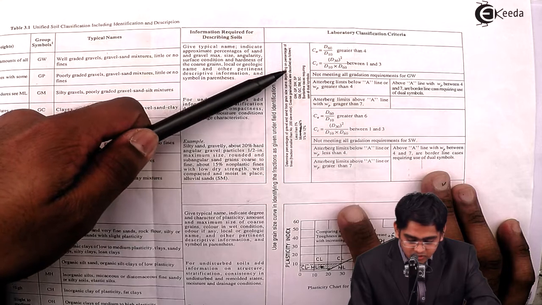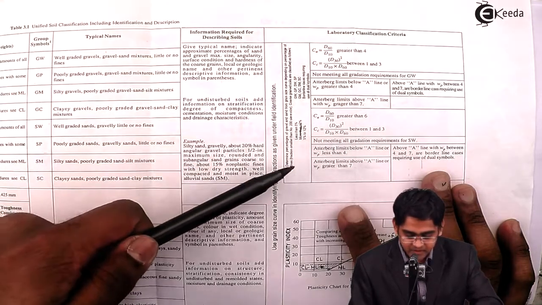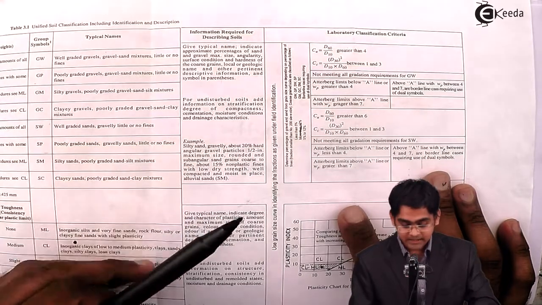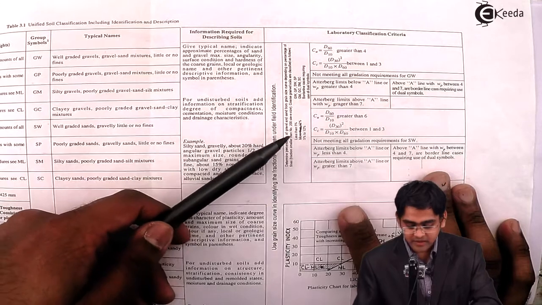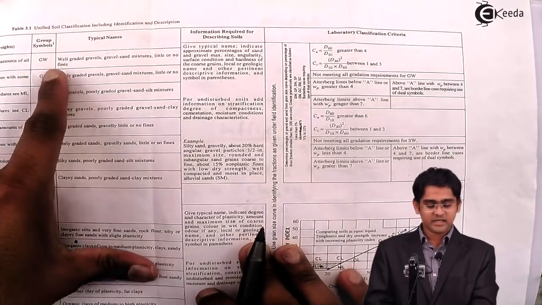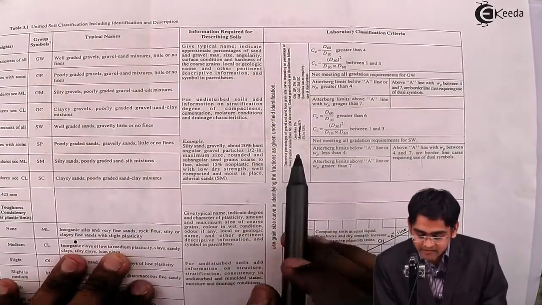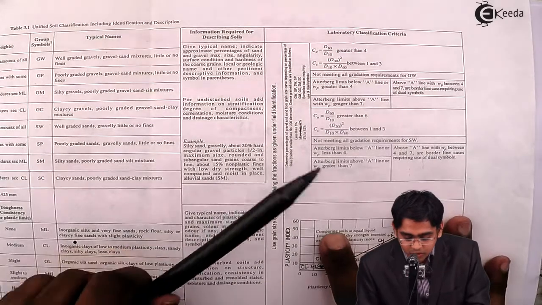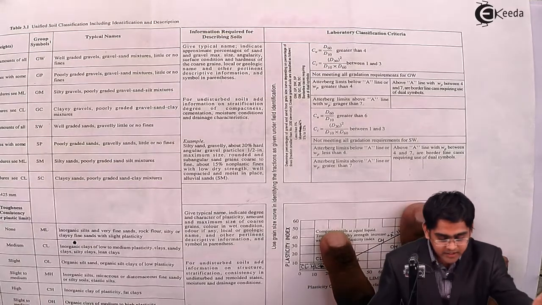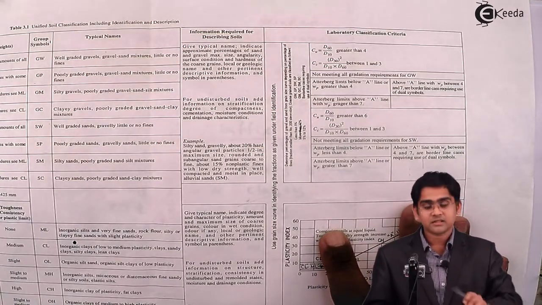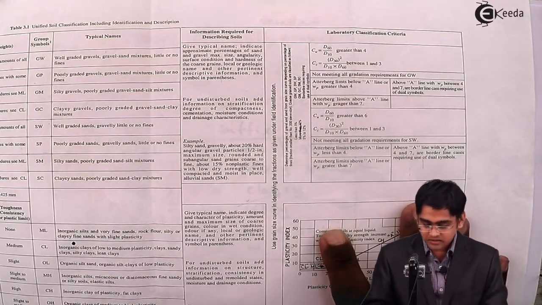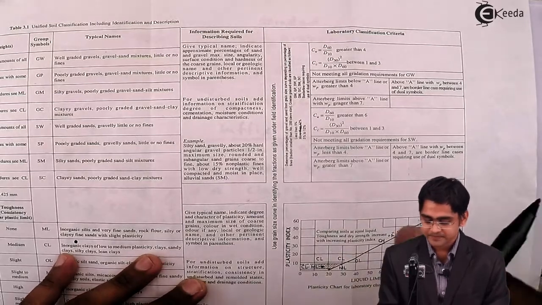And also coarse grained soils are classified as follows. If you have less than 5% of the soil passing through 75 micron, so if you have less than 5% finer fraction, then the soil is classified as either well graded or poorly graded. If you have a percentage finer more than 12%, then it is termed as gravels with fines, and these fines depend on the plasticity index.